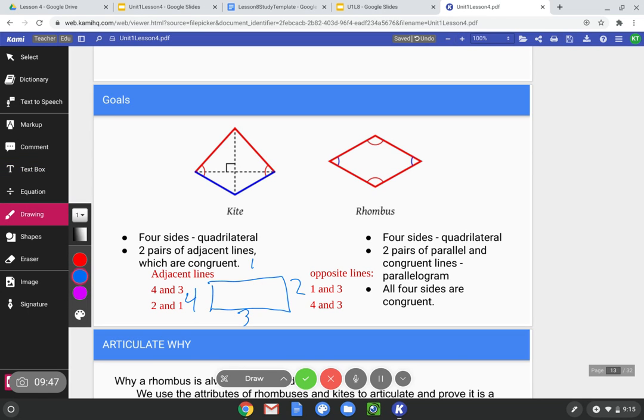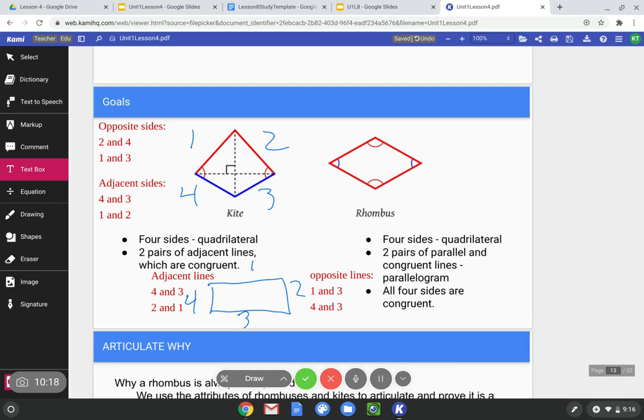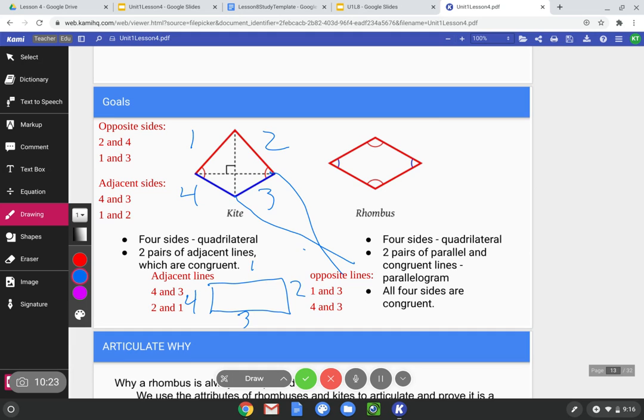So let's go to this kite and label the sides 1, 2, 3, 4. Now let's figure out, write down what are the adjacent sides and what are the opposite sides. So here we go. On this kite, the opposite sides are 2 and 4 and 1 and 3. And notice, 4 and 2 are not parallel to each other because eventually, if we continue this line and then continue 2, they would cross. So they are not parallel.